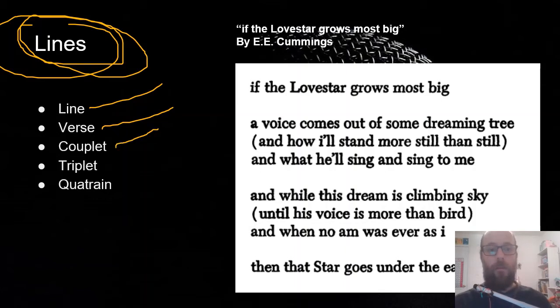Couplet. Looking at this root word here, what do you think a couplet is? A group of how many? Yes, 2 lines, a group of 2 lines. So a couplet is a grouping of 2 lines. Do we have a couplet in this poem?